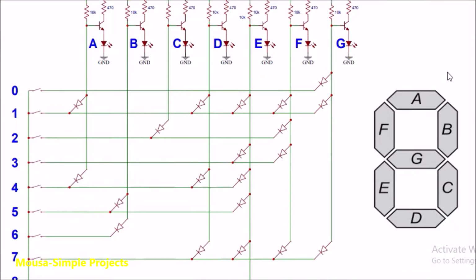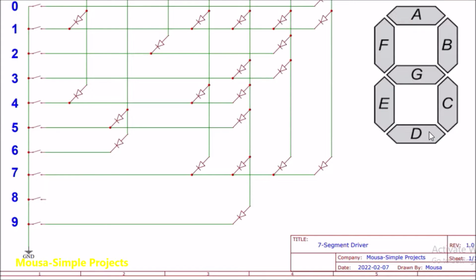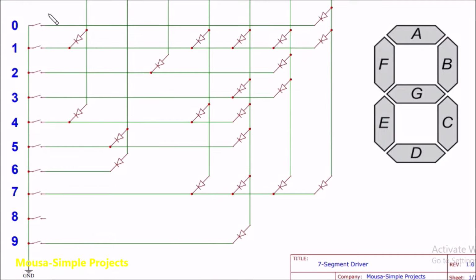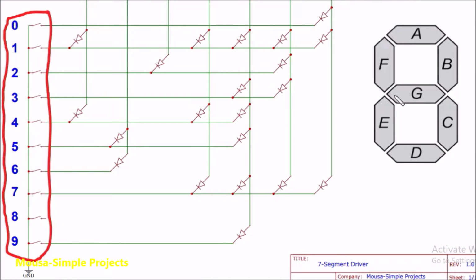So this is my circuit. I'm using some transistors and diodes to drive the display. Here we have 10 switches to select any number from 0 to 9.